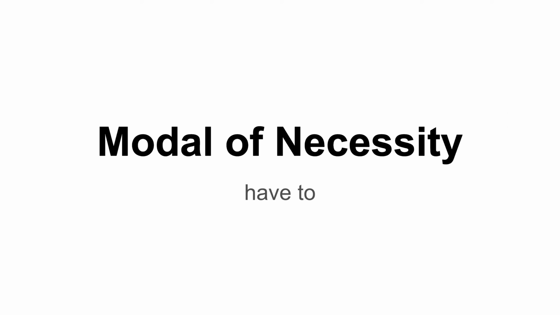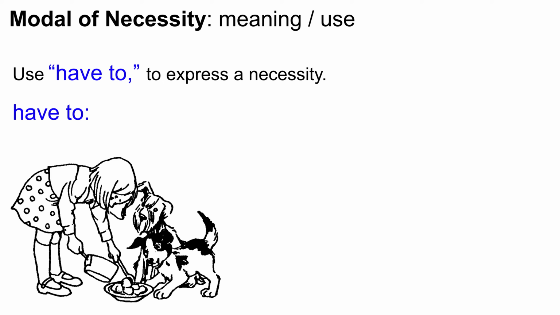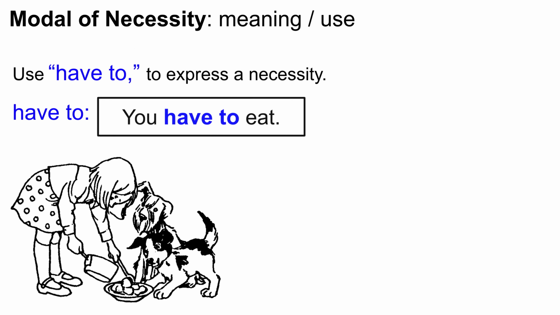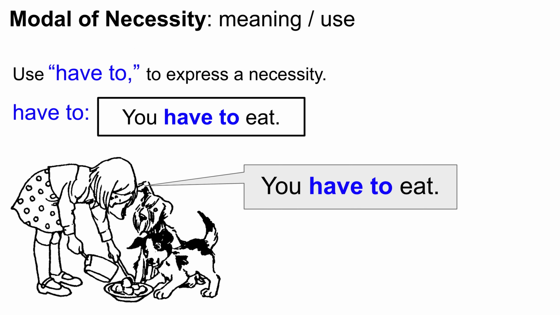Let's talk about the usage, the meaning. We use have to to express a necessity. Right here, the girl is feeding her puppies. She is telling her puppies, you have to eat. Okay, so it's a need. They have a necessity. They are hungry. So you have to eat.